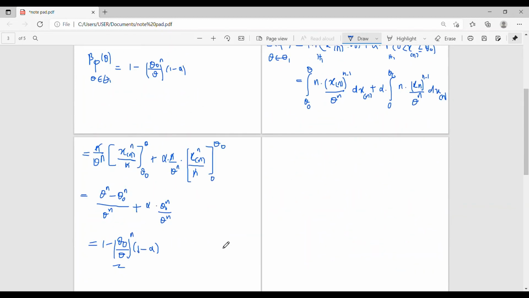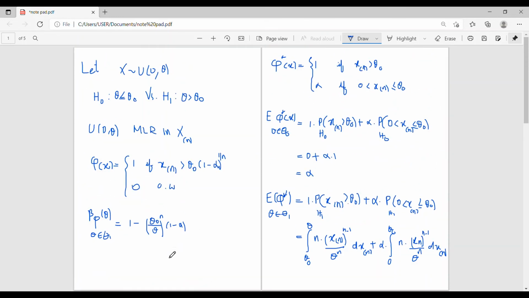Okay, so here you can see that the powers of both phi of x and phi star of x are equal. Also both the functions phi of x and phi star are of size alpha. Thus by the definition of a UMP test, we can say both phi of x and phi star of x are UMP for testing the given problem H0 against H1, and hence the UMP test is not unique.